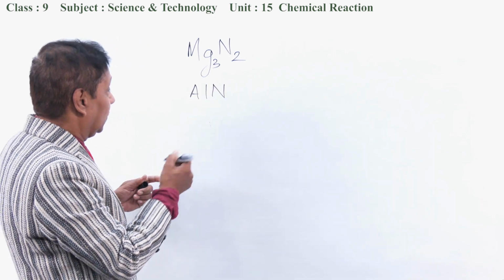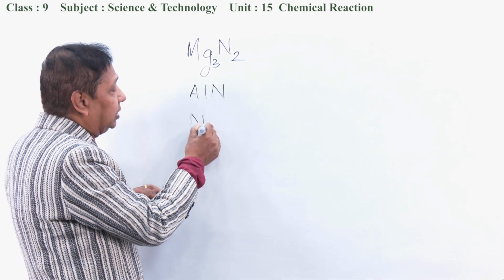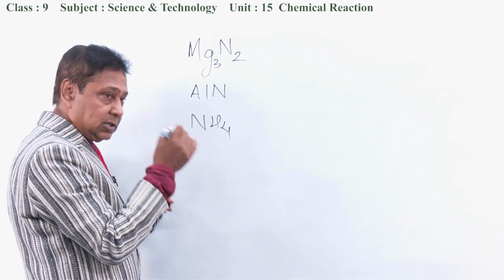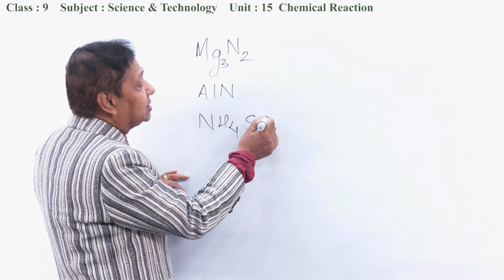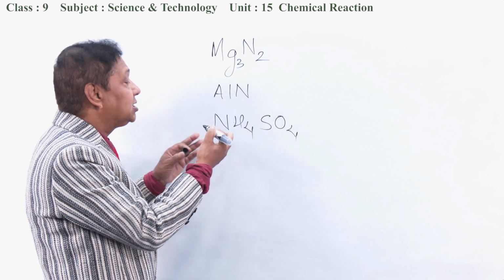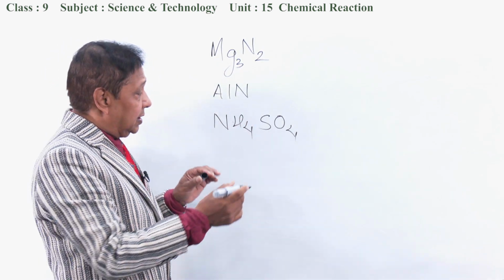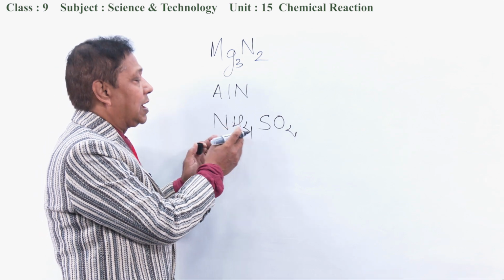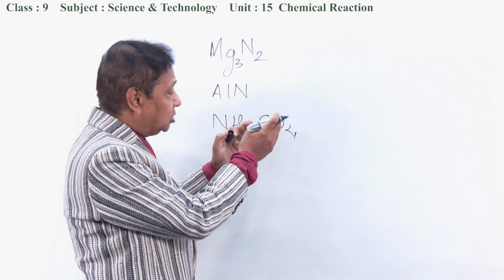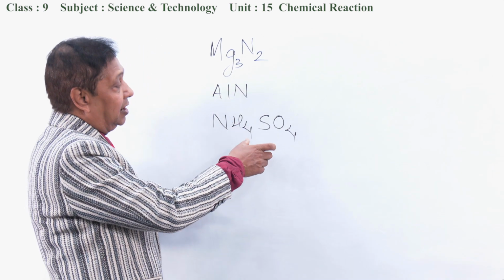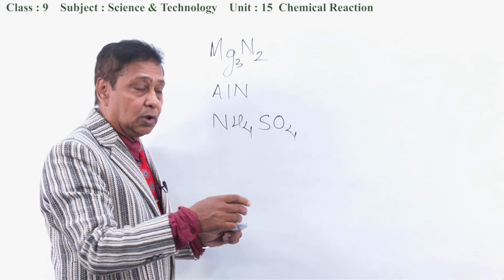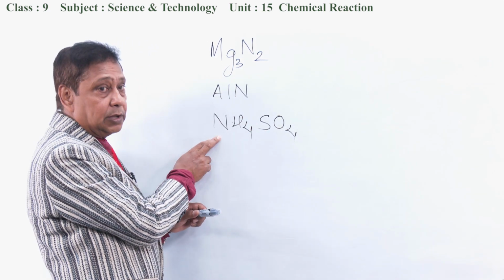In the same way, look at this another also. Ammonium sulfate. Ammonium is NH4. Sulfate is SO4. We know this. Valency of ammonium is 1, but valency of sulfate is 2. Now, 1 we don't have to transfer to sulfate because sulfate itself is 1. But valency of sulfate is 2. It should be transferred to ammonium.